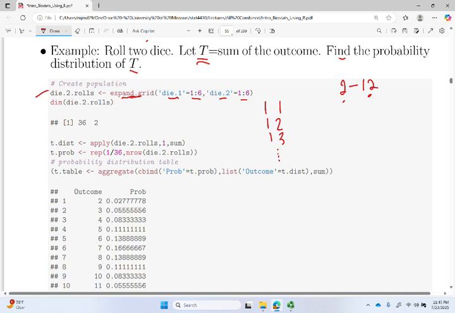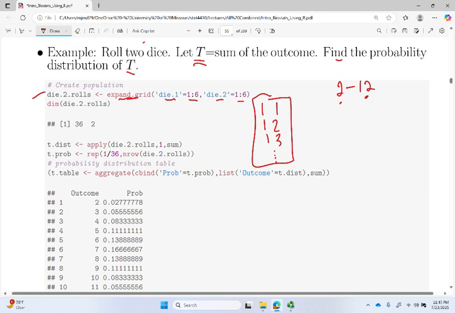So that is this variable, die2 rolls. And you can think of it as a data frame or a matrix that has two variables. So this is die1 and this is die2. And each row represents the roll of these two dice. So notice that there's 36 rows and two columns, as it should be.